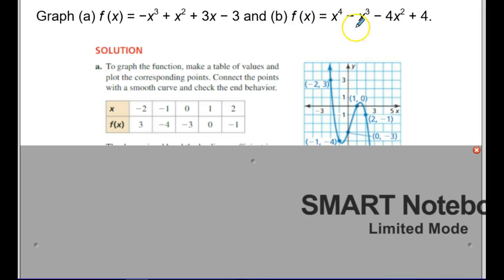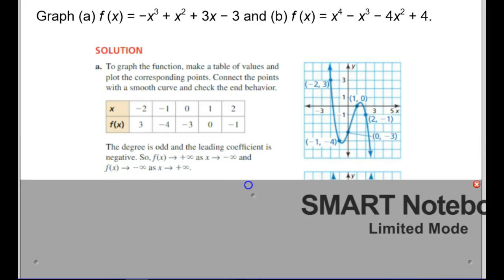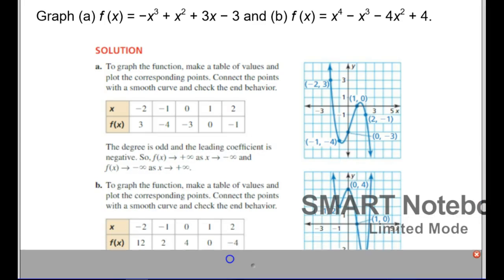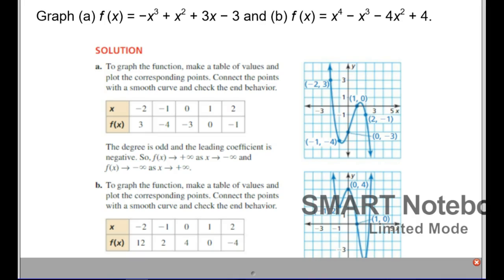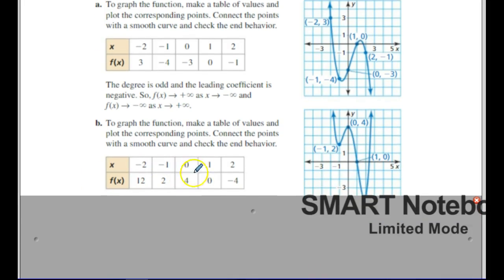So here on part B, I'm going to look at end behavior first. So I see that I'm even, so they're either both going to be up or both be down, and this leading coefficient is positive, so I know they're both going to be up. Okay, so then again, I just plug in some points, I come up with some x values, and again, you'll see I picked the same x values, and I plug them into my function, and I come up with my f of x values or my y values, and then I plot those points, and I connect them using my end behavior with a smooth curve and see exactly what it looks like.